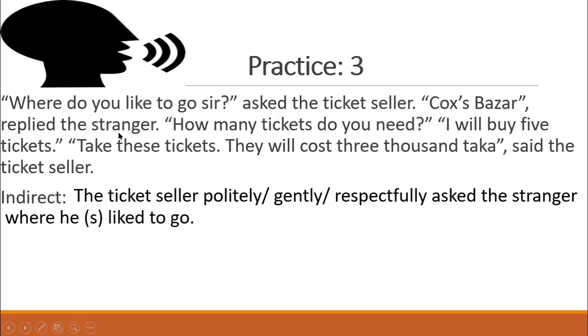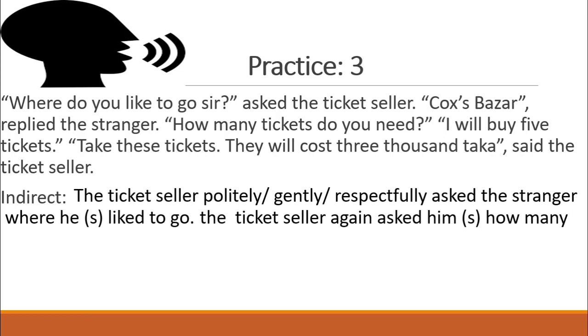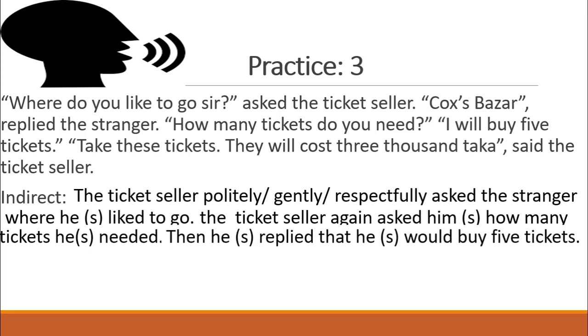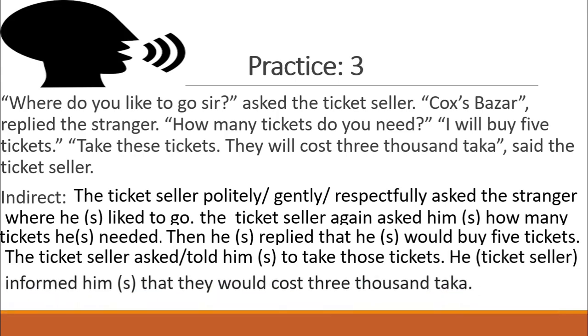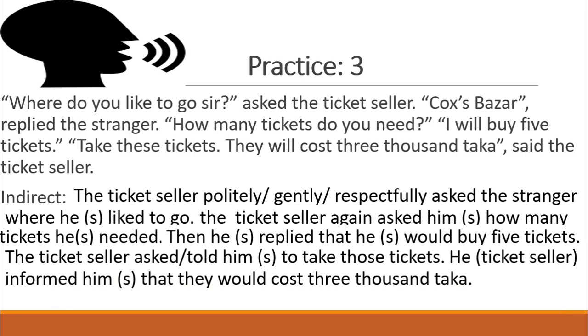So Cox's Bazar, replied the stranger. The ticket seller again asked him how many tickets he needed. Then he replied that he would buy 5 tickets. Then take these tickets. They will cost 3,000 taka, said the ticket seller. So we will write down that the ticket seller told him to take those tickets, and he informed him that they would cost 3,000 taka. Alright.